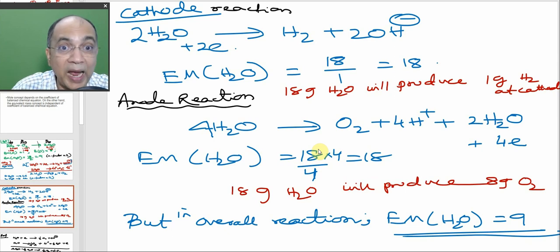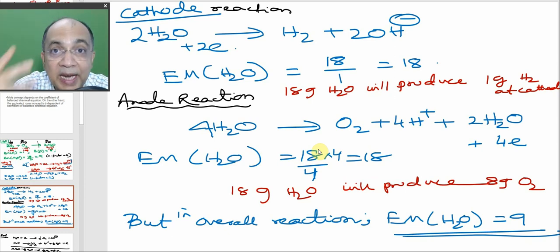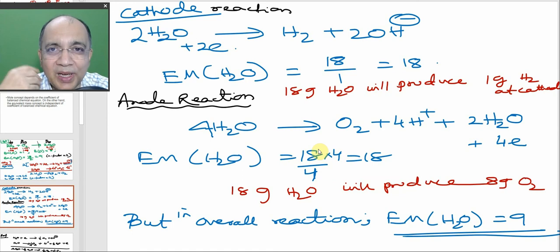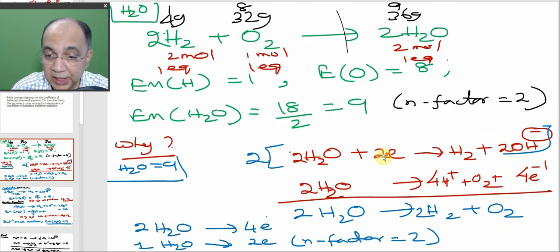But when you add up the 2 and find the net reaction, 2 water giving 2H2 plus O2, then the n factor becomes 2. Because there, you have to look at the overall reaction, right? 2 water involves 4 electrons, I'm sorry. So 1 water will involve 2 electrons, the n factor is 2.